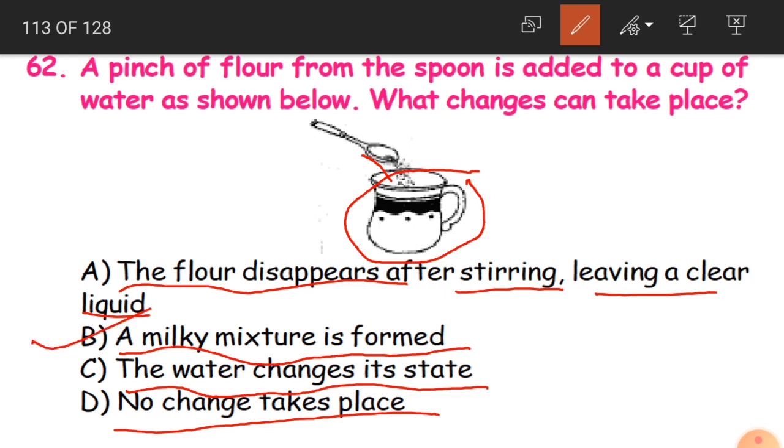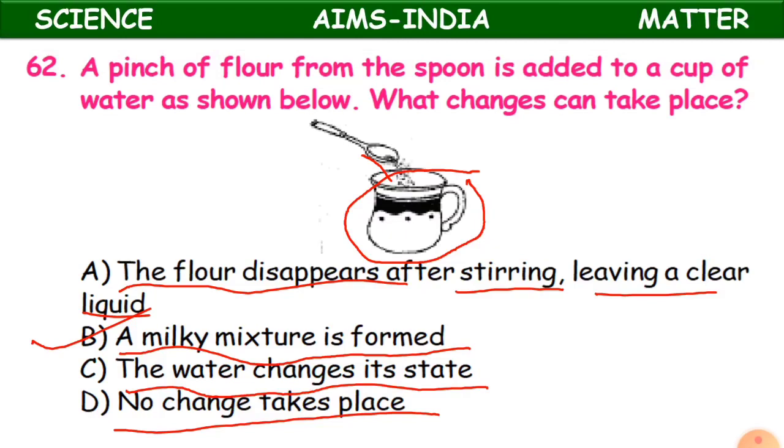You try this, children. Every question wherever you have such experiments, you can practice it yourself at home. Please try to practice such very small experiments, because when you see it with your eyes, you will have a very clear understanding. Take a cup of water, just add some flour. What will happen? A milky mixture, a white colored mixture, is going to form in the water. So that is the answer B.